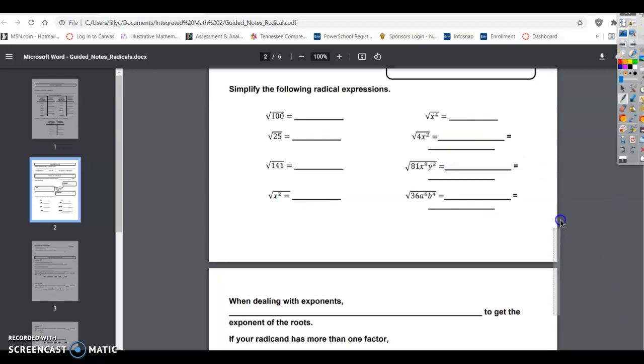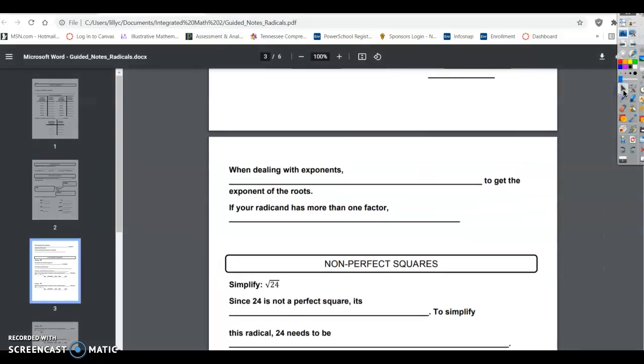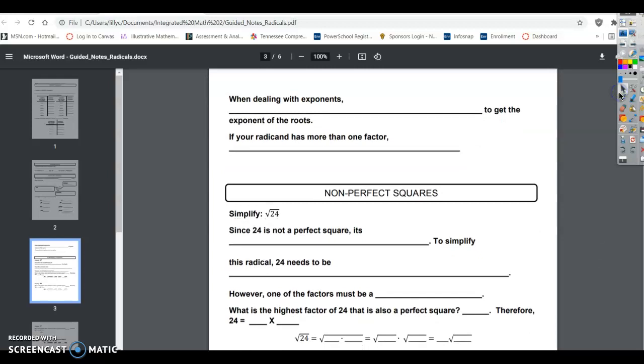All right, moving down. All right, when dealing with exponents, you always want to look for the perfect squares to get the exponent of the roots. So for here, always look for perfect squares.